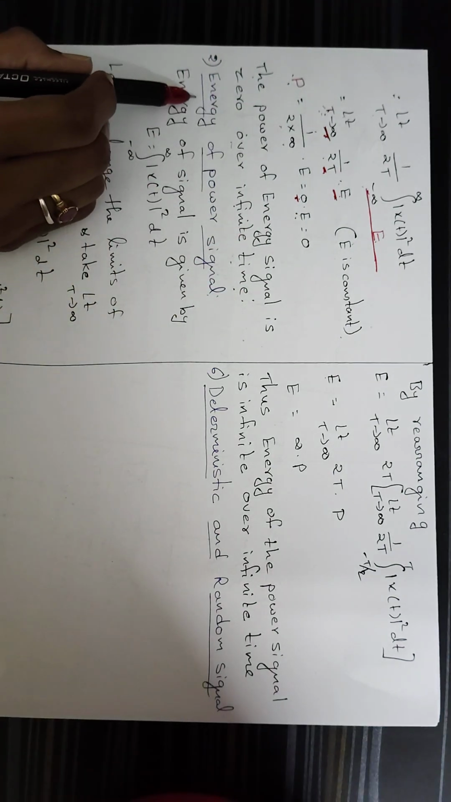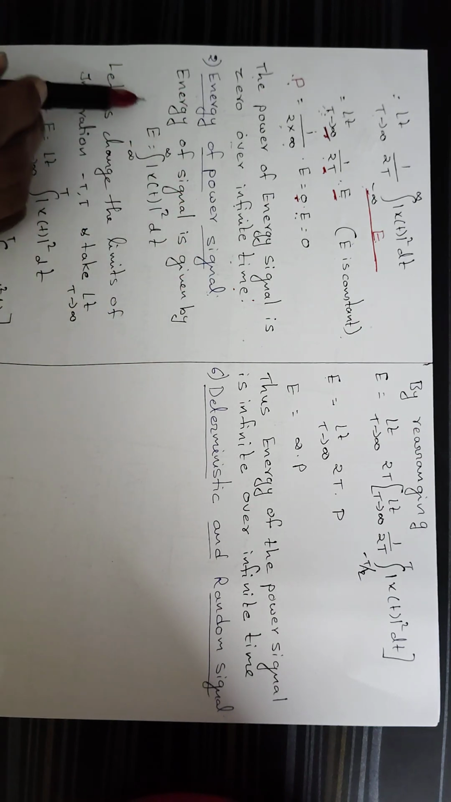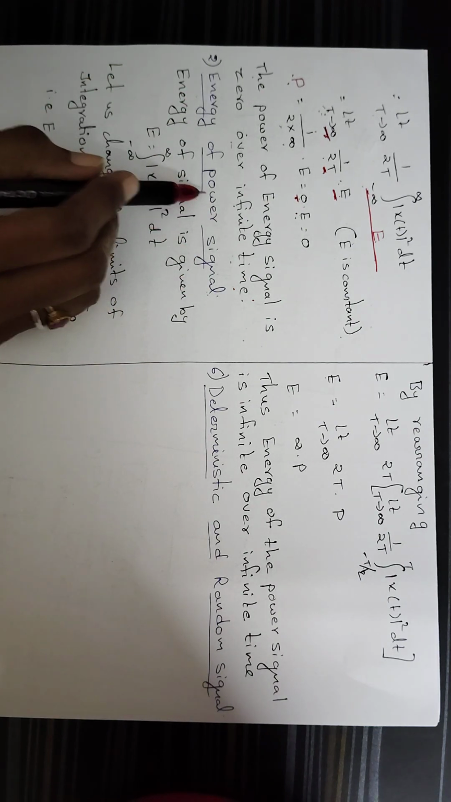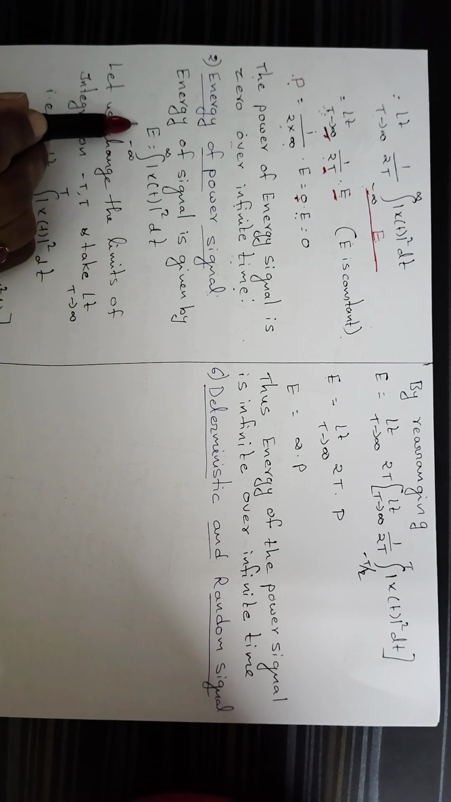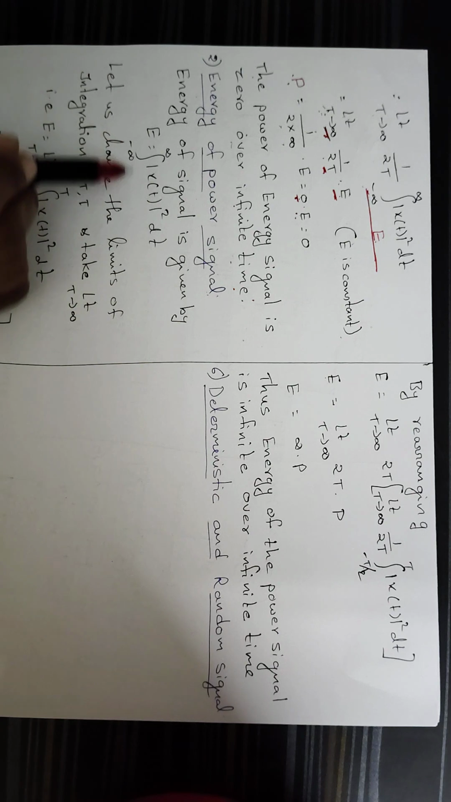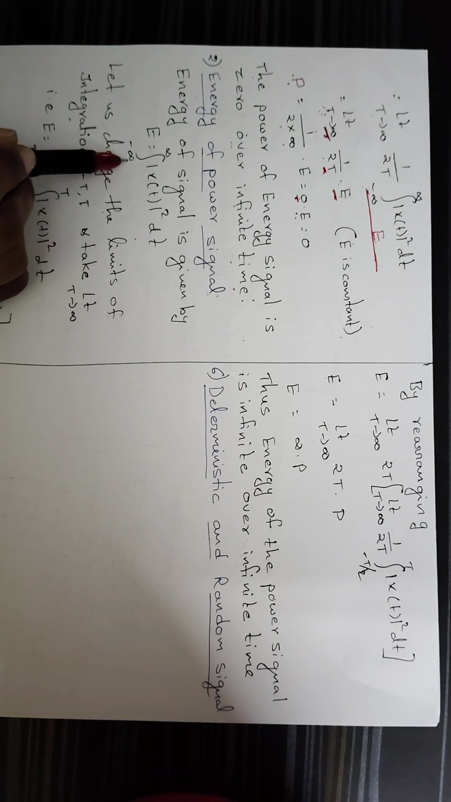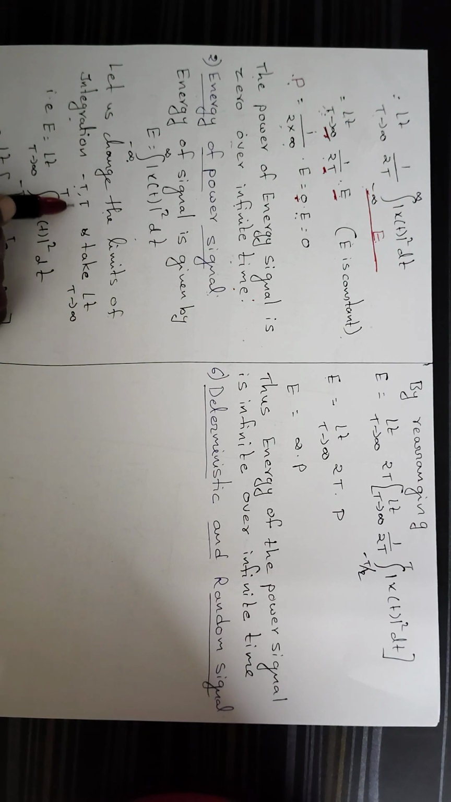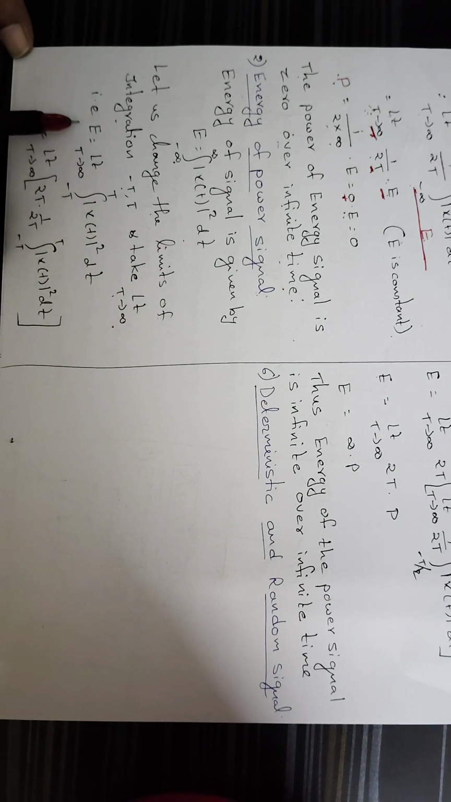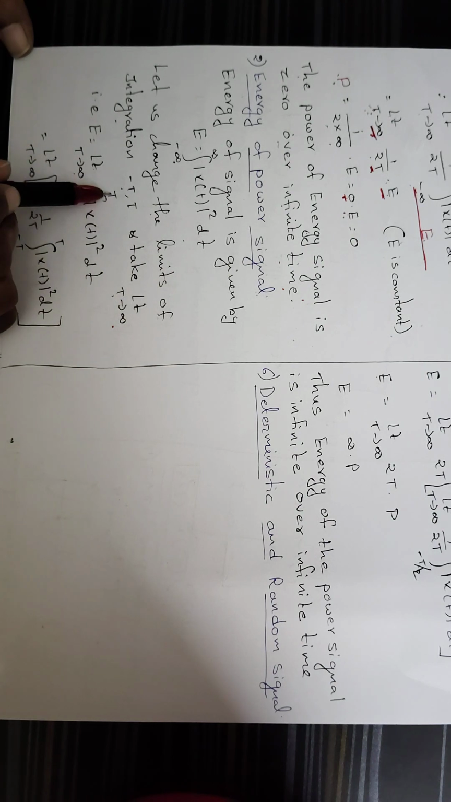Let us see the next one, that is energy of the power signal. The energy of the power signal. So here we are taking an energy signal. So this is the definition of the formula of energy signal. So let us change the limits of integration. So in place of minus infinity to infinity, change the limits from minus t to t and take limit t tends to infinity. Now E is equal to limit t tends to infinity, changing the limits minus t to t, mod x of t whole square into dt. Now, so we can get a power signal.